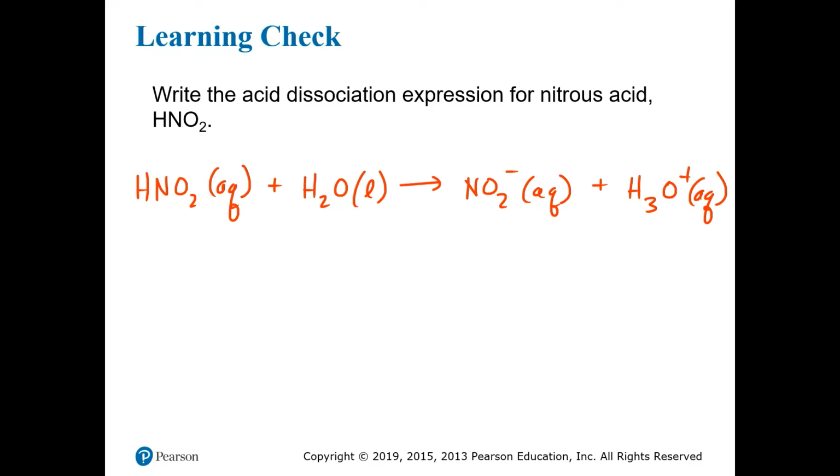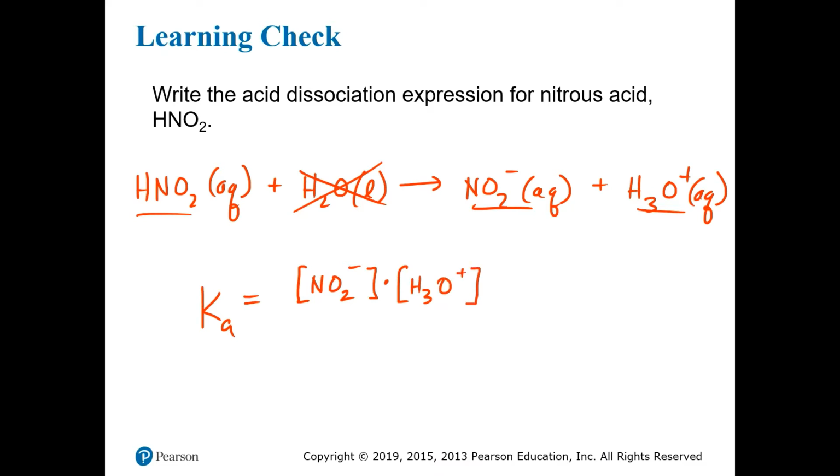Now, to write the equilibrium expression for this, the Ka value, we just have to look at the products and the reactants, getting rid of water, and put them into the expression that we learned in the last chapter. So the products go on top. We have the concentration of the first product, which is the nitrite ion, NO2-. This is going to be multiplied by the concentration of the other product, which is the hydronium ion, H3O+. These are divided by the concentration of HNO2, the nitrous acid.